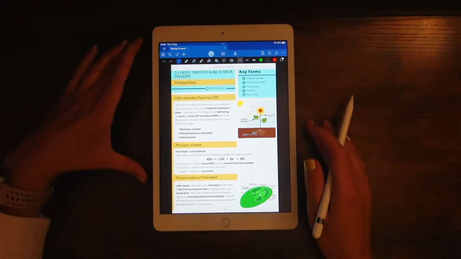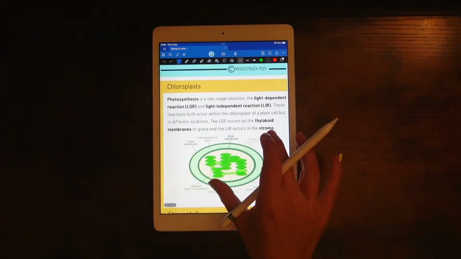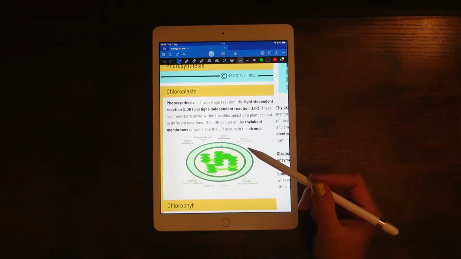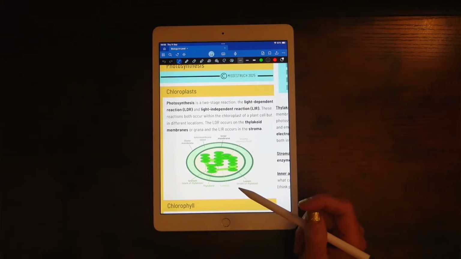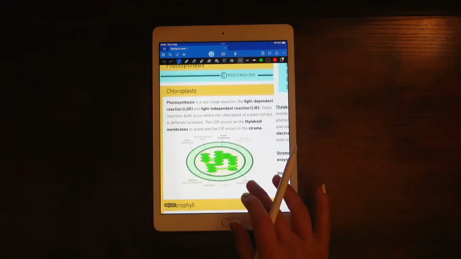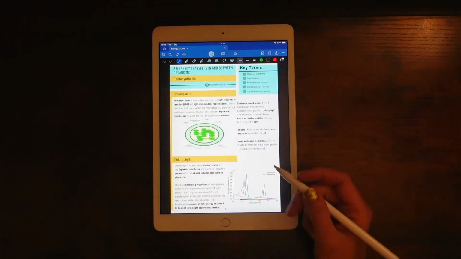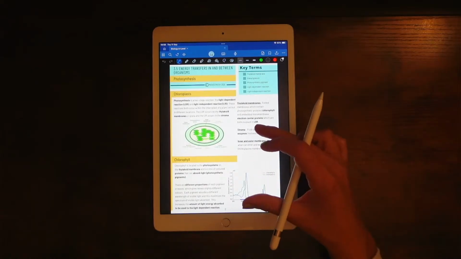This first little bit that we can see here, there's not actually loads on this in the spec. It's more that it links to one of the required practicals linked to the idea of photosynthetic pigments and looking at the different photosynthetic pigments you have in chlorophyll when you do your chromatography.